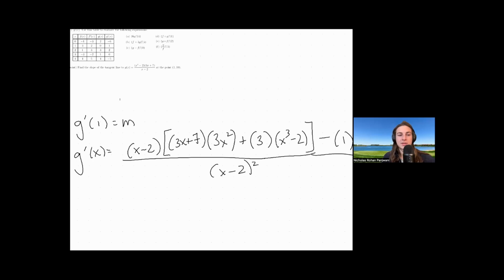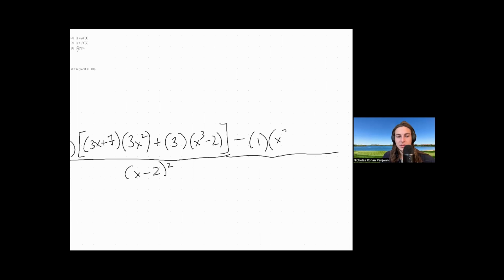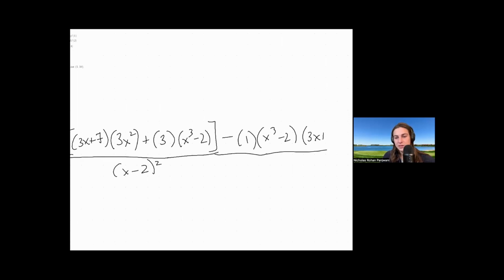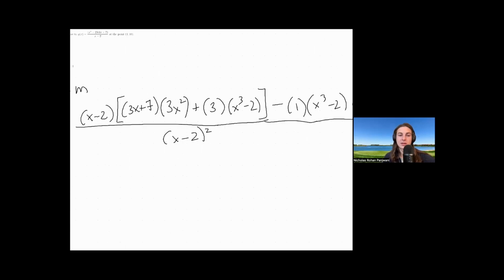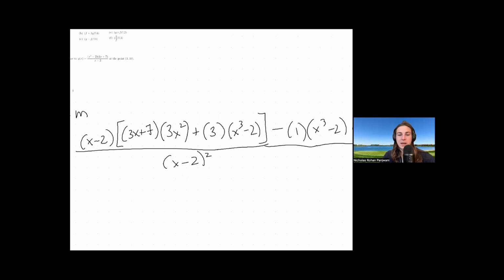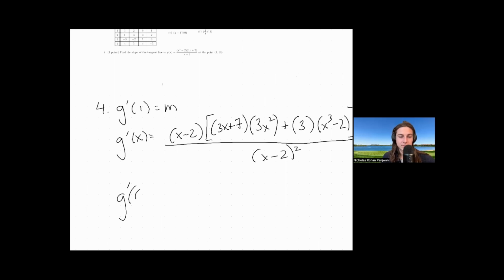Okay, 1 times, now we just copy paste the original top. So x cubed minus 2 times 3x plus 7. So that's our g prime of x times f of x being the top. Great. And now it would be a whole other step to try and simplify or expand this. We're not even going to go there. We're just going to now do g prime of 1.